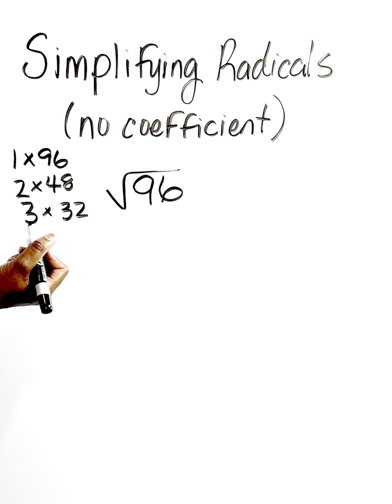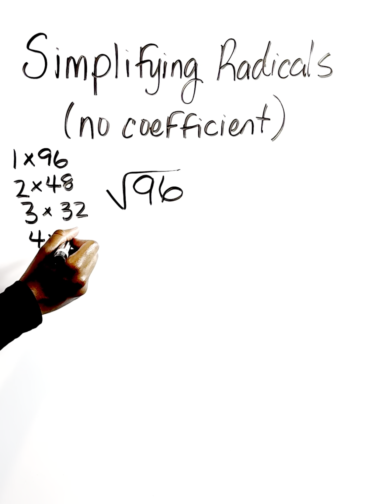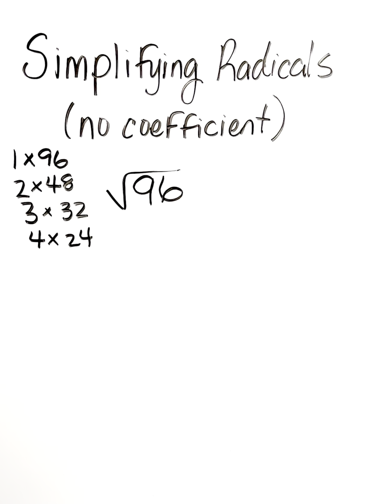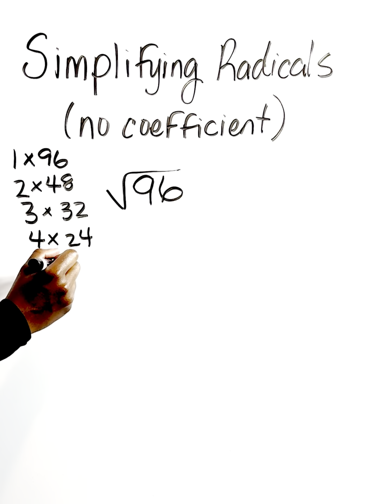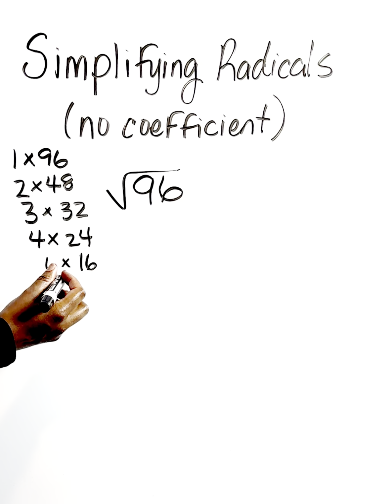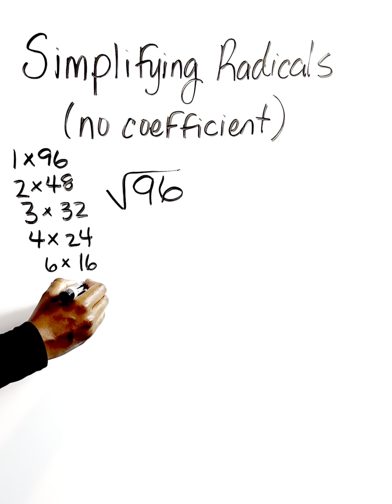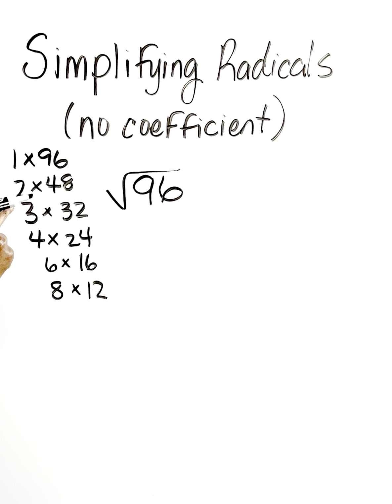Does 4 go into that? Oh, 4 times 24. 5 doesn't go. 6 goes 16 times. 7 doesn't go. 8 doesn't go. I think it's 9 times. Nope. Something's missing. 8 does go. 8 times 12. All right, so I have 1, 2, 3, 4, 5, 6. Now we're going to underline our perfect squares.